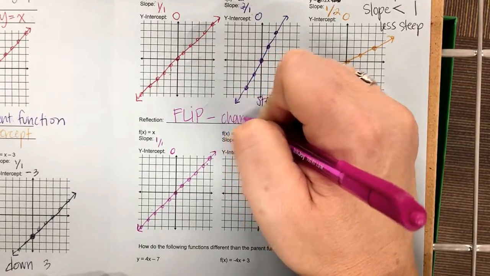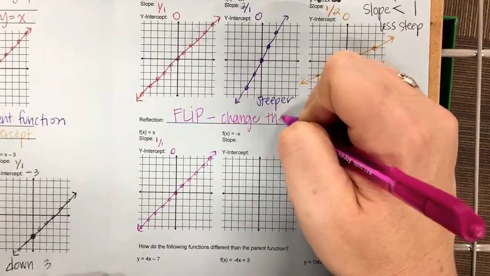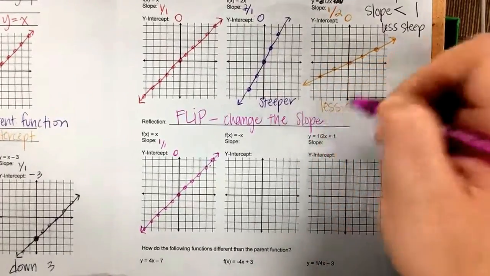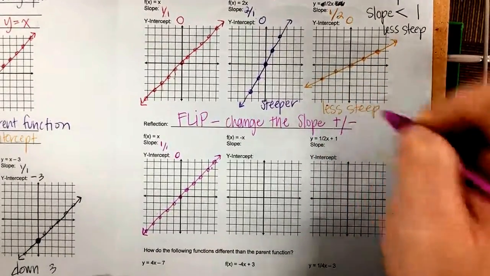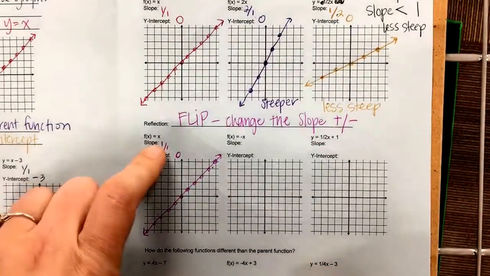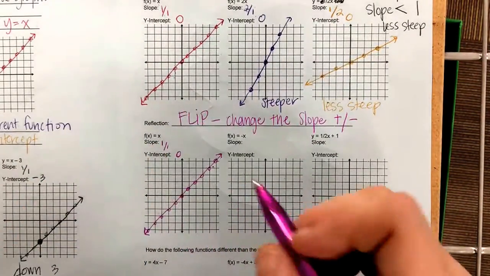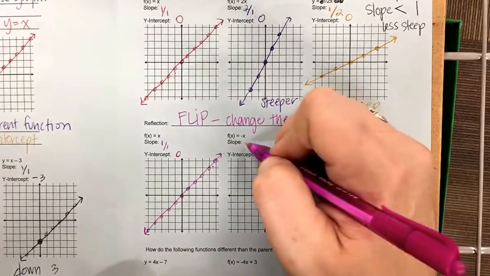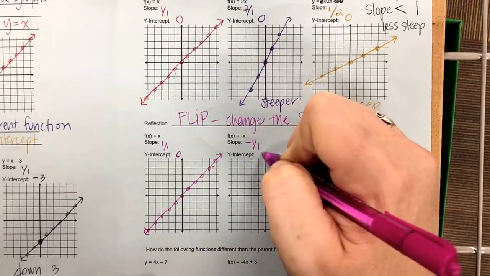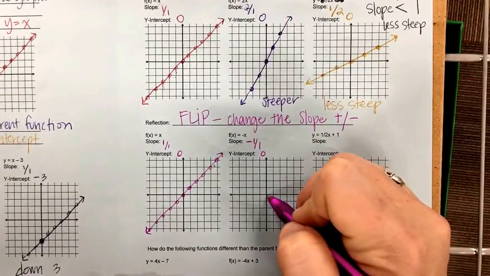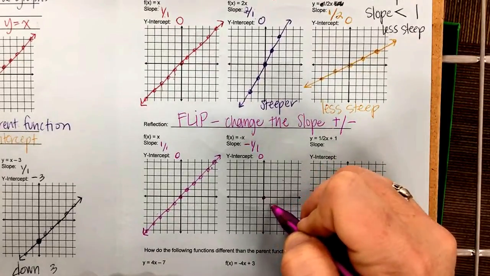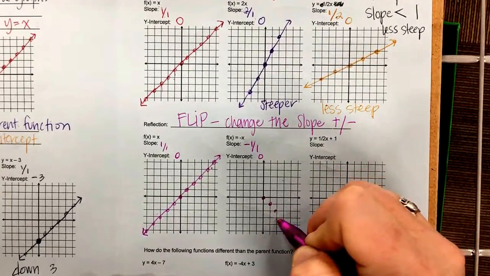You'd change the slope, positive, negative. So since this is a positive slope, right, positive 1 over 1, we're going to change it to a negative 1 over 1, meaning down 1 over 1, down 1 over 1, down 1 over 1.